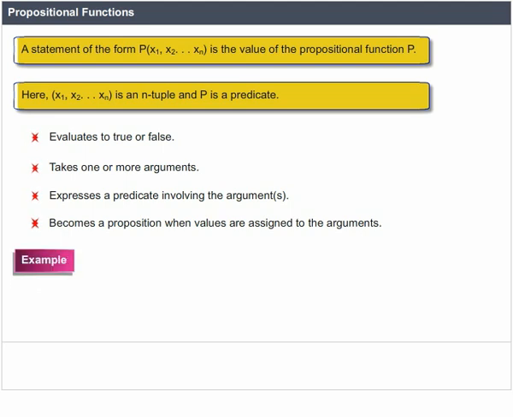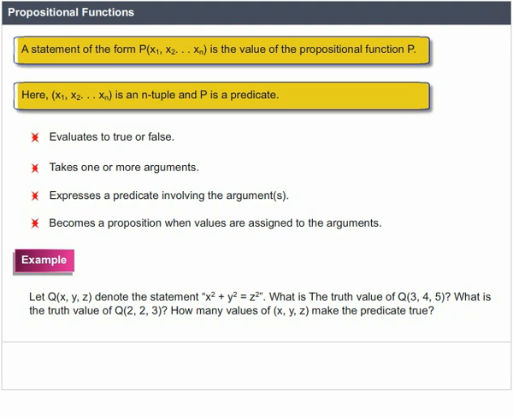Example: let Q(x, y, z) denote the statement x squared plus y squared equals z squared. What is the truth value of Q(3, 4, 5)? What is the truth value of Q(2, 2, 3)? How many values of x, y, z make the predicate true?